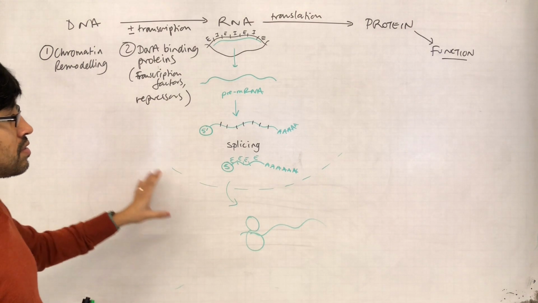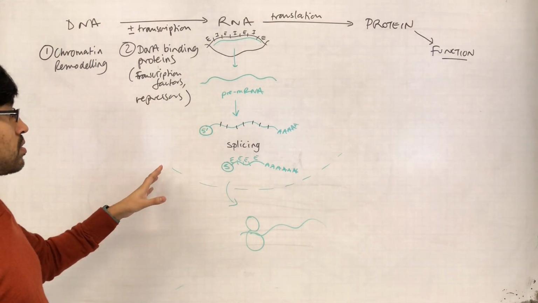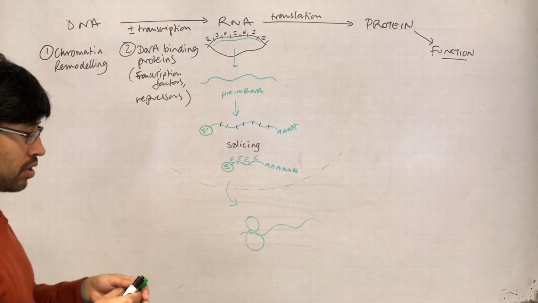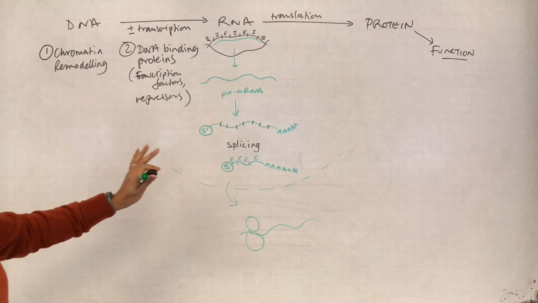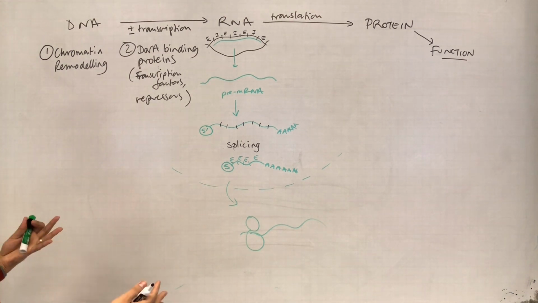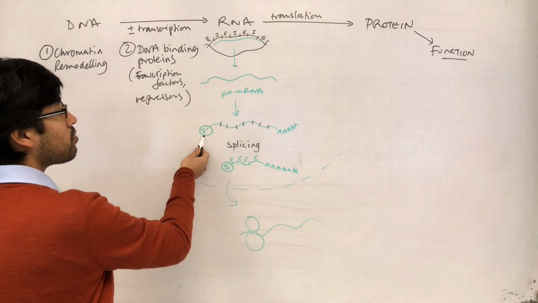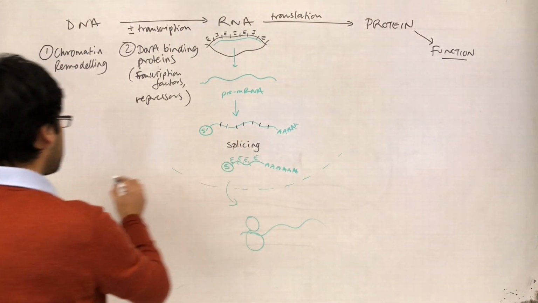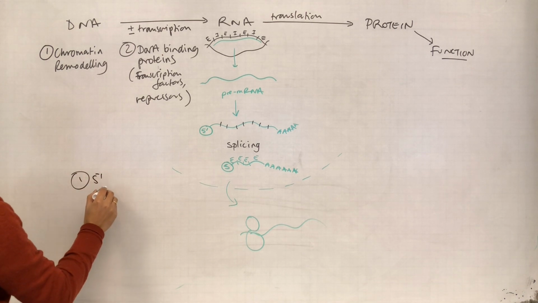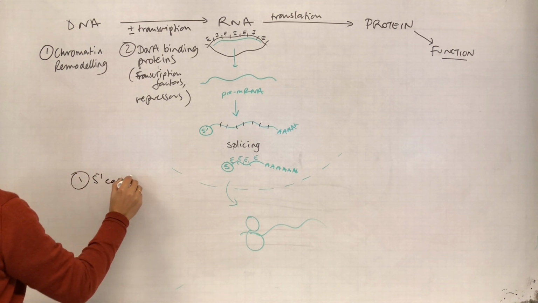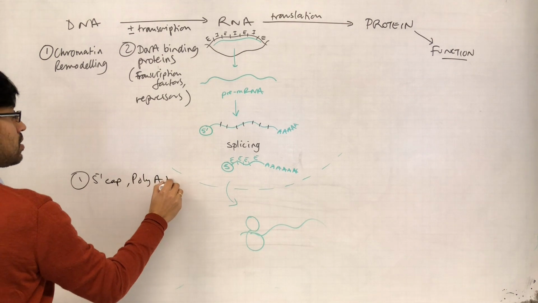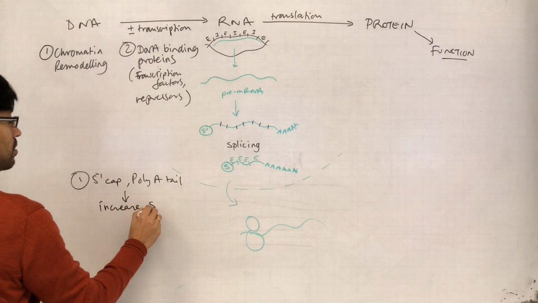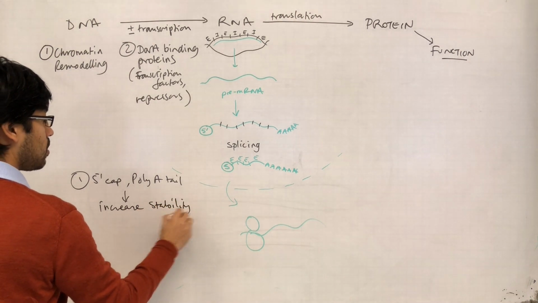Now, how does this equate to regulation? So the way I see it, there are 2 main points at which regulation can occur here. Right, so the first point at which regulation could be considered to be occurring is the addition of the 5' cap and the poly A tail. These two, first the 5' cap and the poly A tail, they increase the stability of the mRNA.